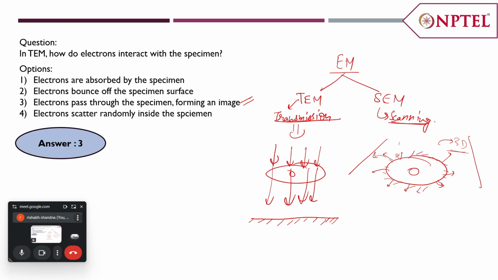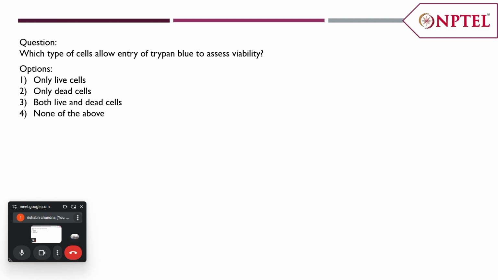Okay, so let's move on to the next question. Which type of cells allow entry of trypan blue to assess viability? What can be the correct answer? The options are only live cells, only dead cells, both live and dead cells, none of the above.